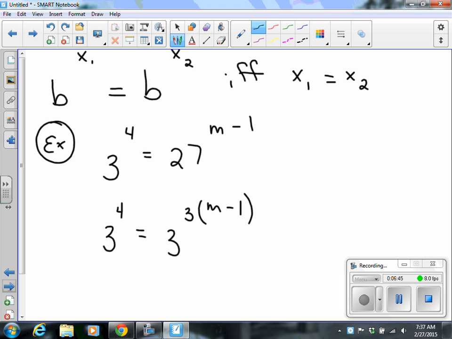And now, because of the property of equality for exponential functions, aka this top line, my b's are the exact same. They're both a 3 in this case. So then I know that my exponents have to equal each other. So 4 then has to equal 3 times m minus 1.